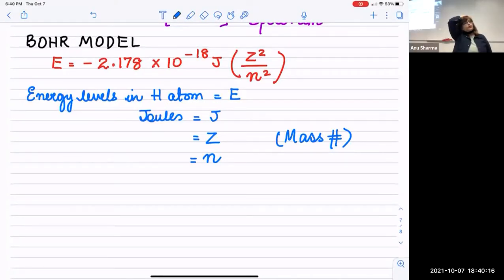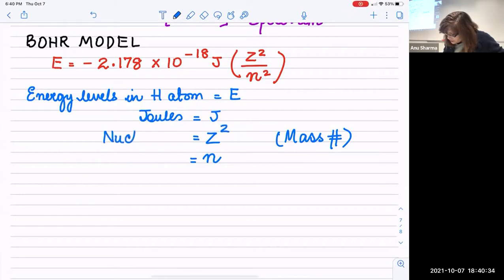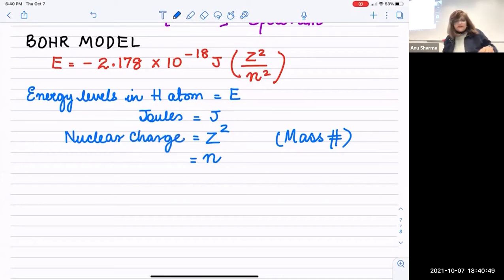So if there are protons, what is the charge on the nucleus? Positive charge. Very good. So this is also called the nuclear charge. So Z square is the nuclear charge. As many protons as there are, that many plus charges are going to be on the nucleus. So nuclear charge depends upon the number of protons.